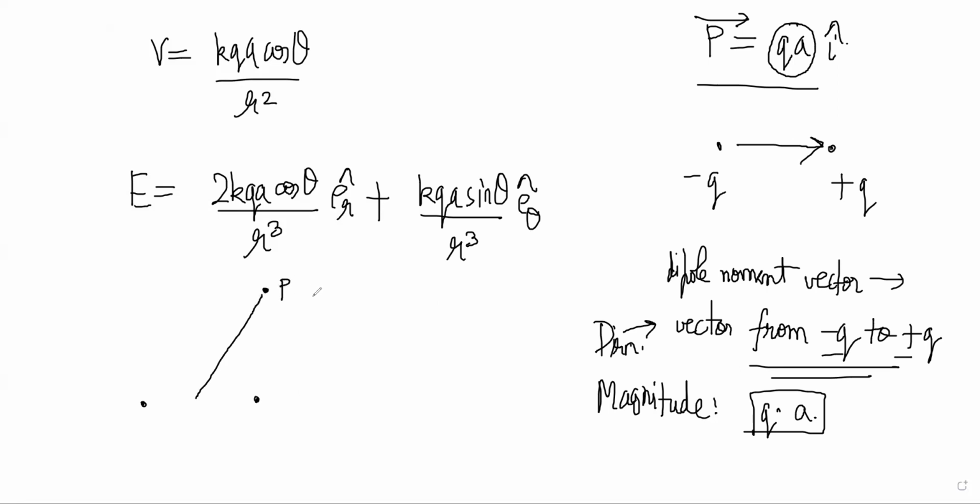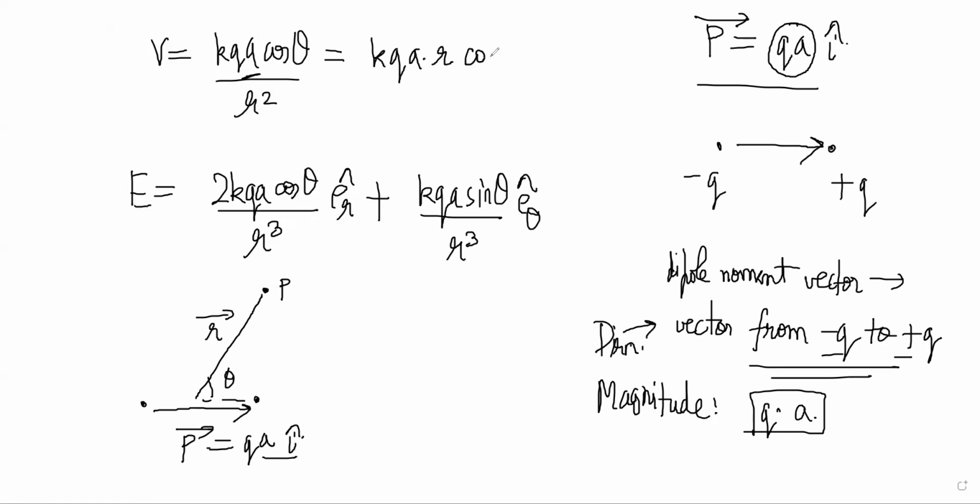This point was P, this was the r vector, and this was theta. Now notice that the dipole moment vector is like this, p. And p was equal to qa, in this direction, the i cap. So if you think about it, qa is already there. Let's multiply an r on top, cos theta by r cube.